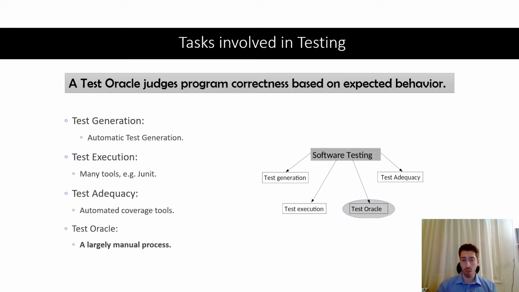The test oracle is one of the four main tasks in the software testing field, and the other three are test generation, test execution, and test adequacy. All three of them, we could say, are automated with tools like JUnit for executing tests, automatic test generation, and automated coverage tools for test adequacy, respectively. The test oracle still remains a largely manual process, and that means that developers have to spend time and effort to calculate the expected behavior of a program in order to develop test suites.